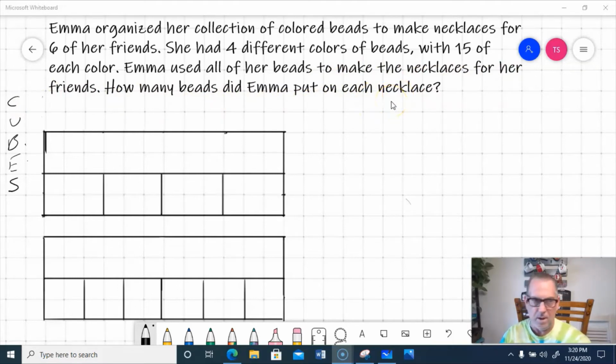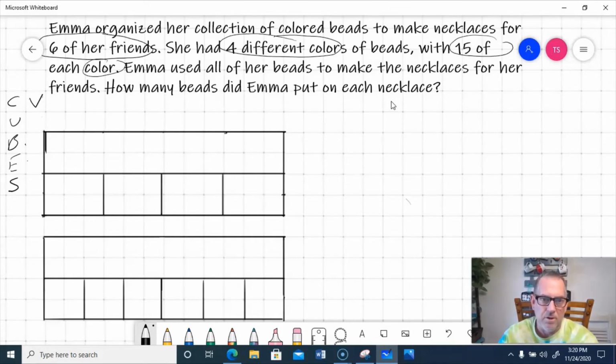So we'll use a CUBES strategy to figure out what information is important in this. I'm going to circle the important information. It looks like she's got 6 friends. That's important. I have 4 different colors of beads and 15 of each color. And it also says, this looks important to me, she used all of her beads to make the necklace. Okay, that looks like all the important information I need.